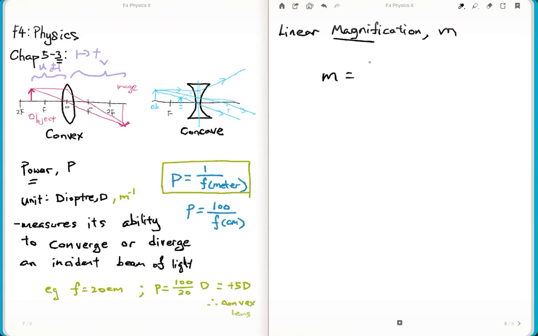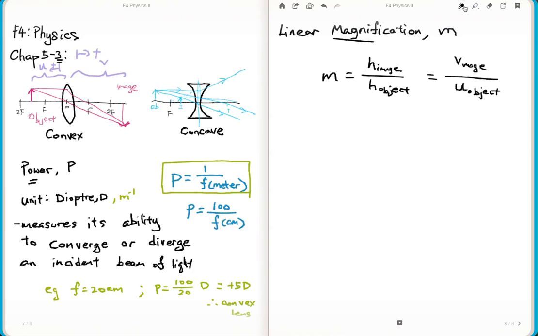Magnification is actually, all you need to do is use image over object. The height of an image over the height of an object. In the event they give you the distance, the image distance, this is obviously the image distance. V is the image distance for you to refer. U is the object.